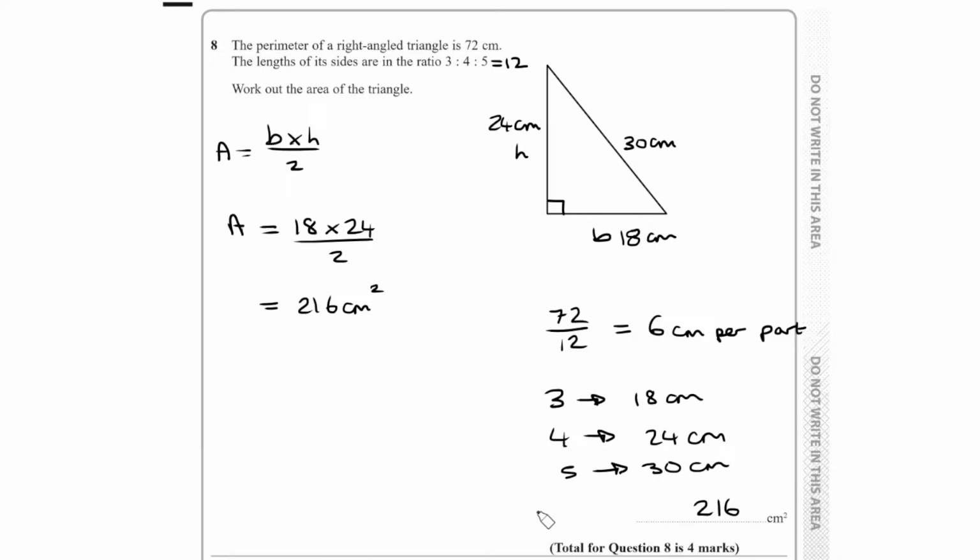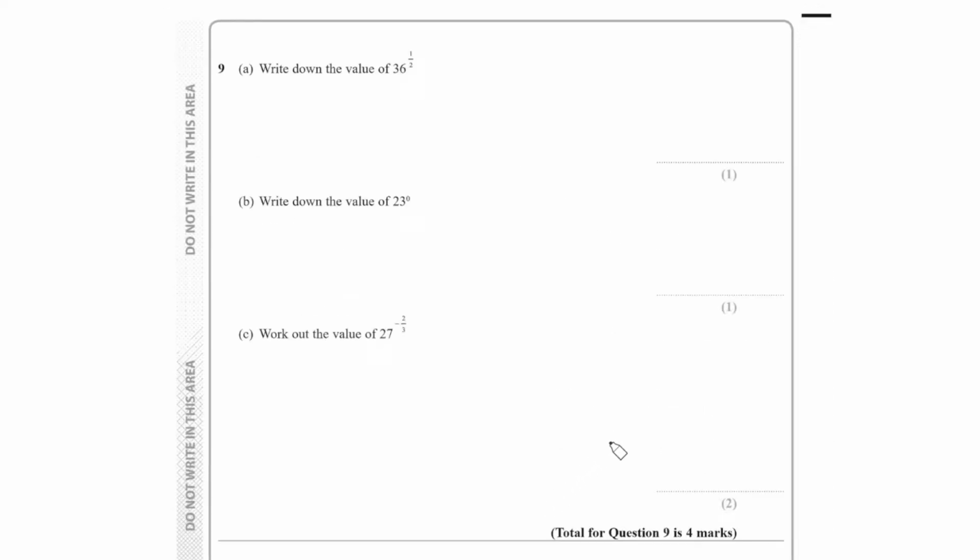Okay, 4 marks though, so quite a nice number of marks in terms of just a bit of ratio and a bit of area of a triangle. Okay, question 9. There's always some format of this type of question, isn't there? Obviously, you're going to get some kind of indices. So write down the value of 36 to the power of a half. You just need to remember power of a half means square root. You don't have to write that because there's only 1 mark, but just to show you, square root, so it's obviously 6.